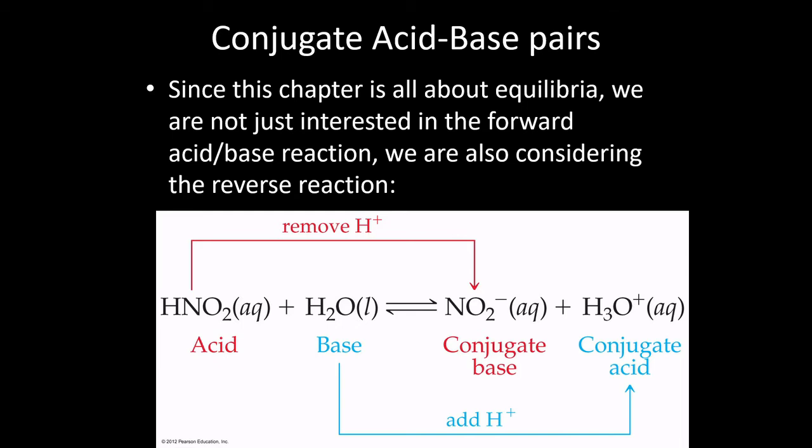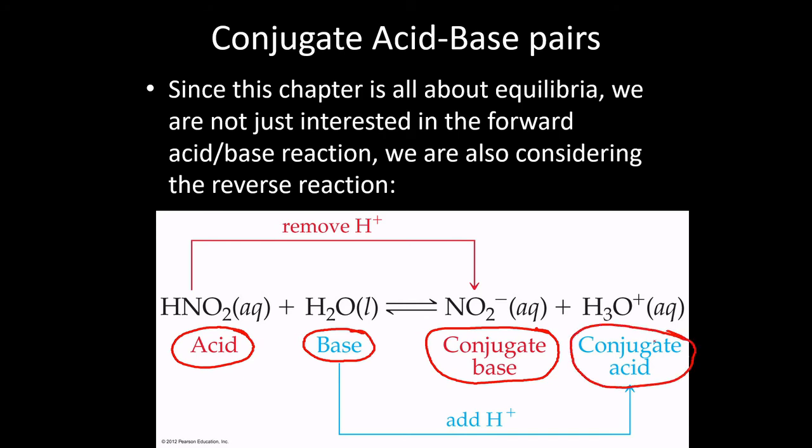The reverse reaction gets a special name. We call these conjugate base and conjugate acid. So the acid from the forward reaction turns into the conjugate base, and the base from the forward reaction turns into the conjugate acid. They always, always, always flip like this. And again, logically this should make sense because the reverse reaction is literally undoing what the forward reaction did. So if something donated a proton in the forward direction, it must then take that proton back in the reverse direction. So this is always going to be the case.